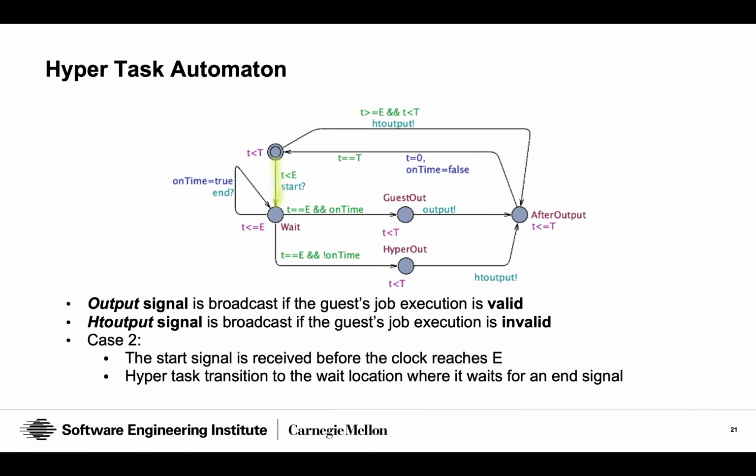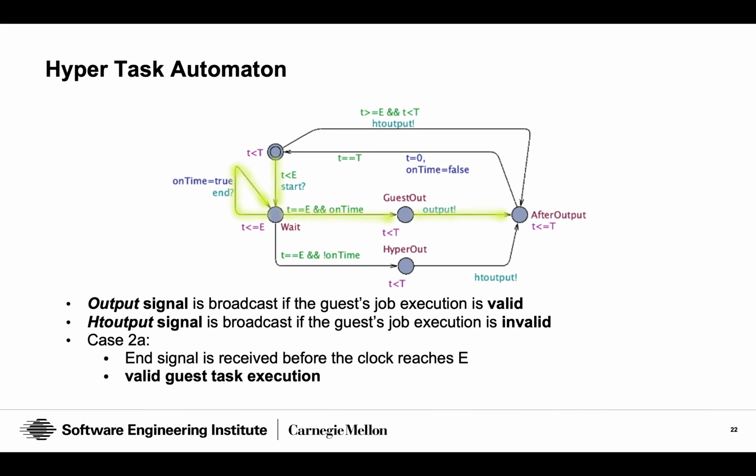In case 2, the start signal is actually received, so the automata transitions from the initial state down to this other state, the wait state. And then it will wait there for an end signal. Now we have two subcases. Case 2a, where the end signal is received before the clock reaches E, then we have a valid guest task execution, and the output signal is broadcast. And this happens here by doing this.